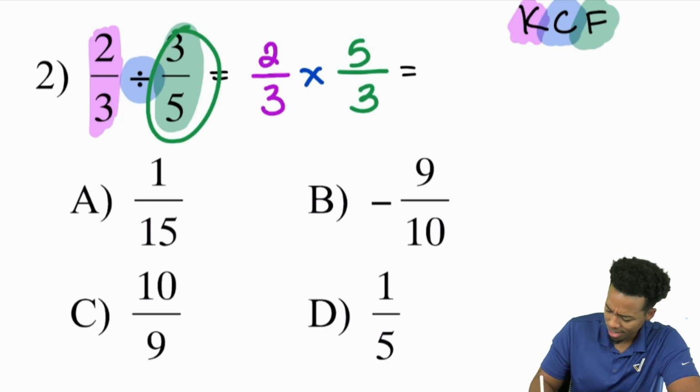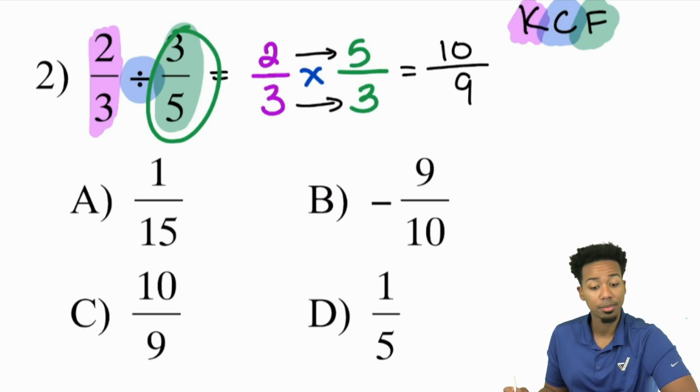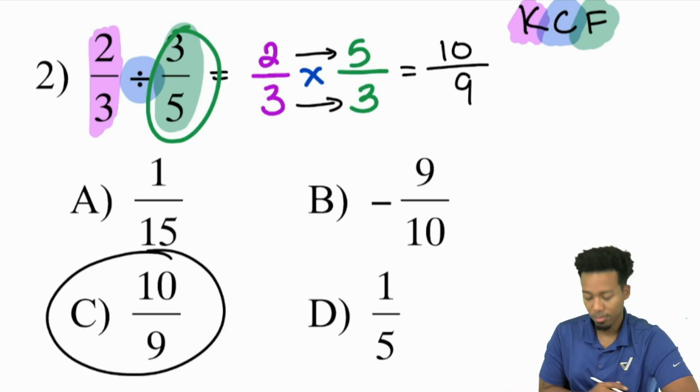And so with that said, nothing you can simplify. 2 times 5 is 10. 3 times 3 is 9. And it looks like we're all done right there, because I see 10 over 9 right here.